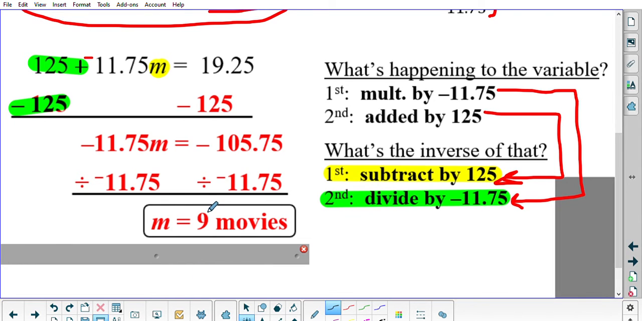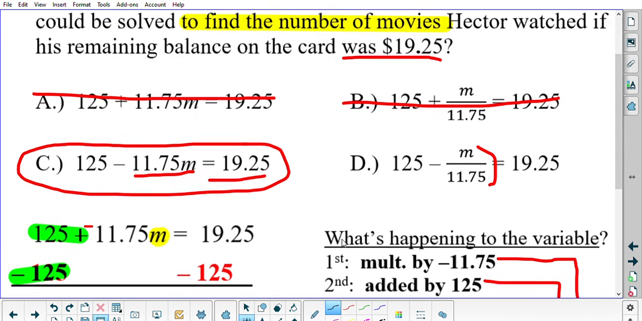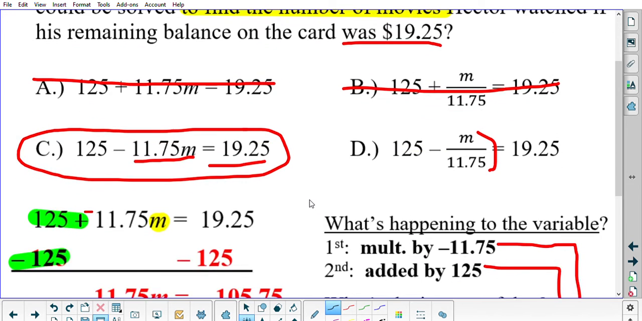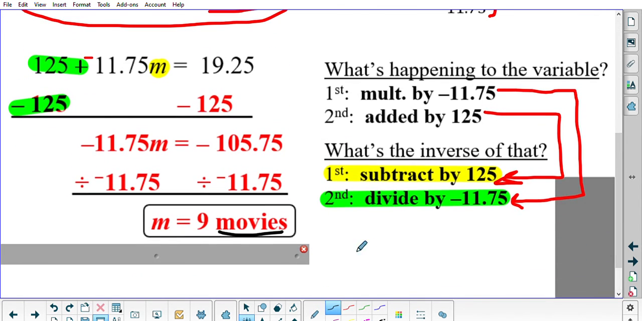The final answer is 9 movies. How did I know that the unit of measure was going to be movies? Because the problem asked me to find the number of movies that Hector watched. So that's why the final answer must have the word movies with the 9. Not optional.